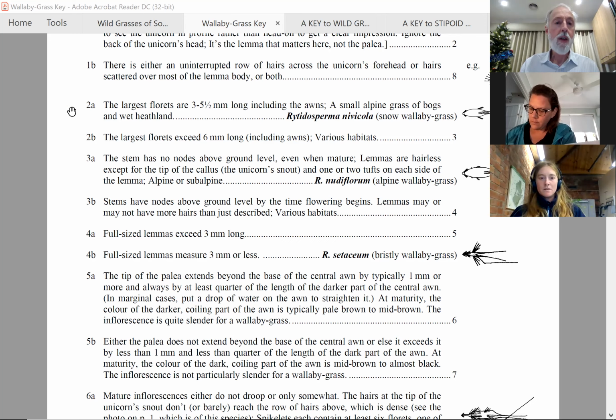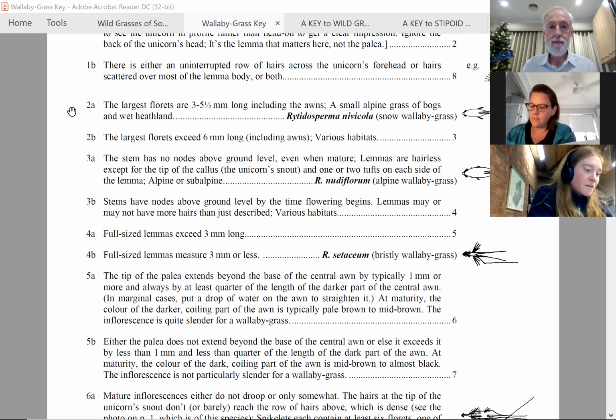Okay, 2A says the largest florets are 3 to 5.5 millimeters long, including the awns. Has anybody measured their floret, including the awns? What are you getting? Longer. How much longer?